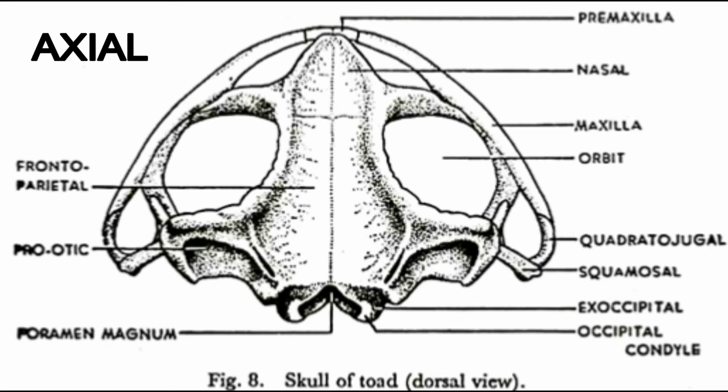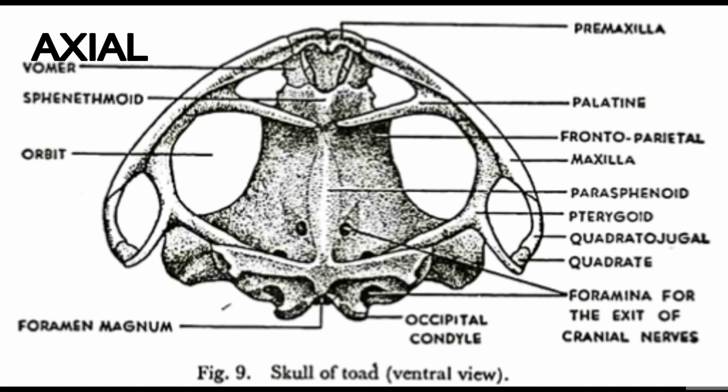In the dorsal view, you can see the premaxilla, nasal, maxilla, orbit, quadratojugal, squamosal, exoccipital, occipital condyle, frontoparietal, prootic, and foramen magnum. In the ventral view, you can see the palatine, the frontoparietal, parasphenoid, pterygoid, quadrate, foramina, and comer.